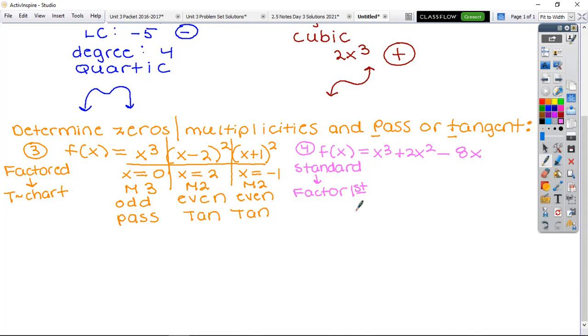Whenever I factor, I think, do I have a GCF? So in this case, do we? Yes, x. So x, and then I'm left with x squared plus 2x minus 8. And you're going to take that trinomial one further step. Multiplies to -8, adds to 2 would be x plus 4 and x minus 2. And now you will notice it looks just like number 3. So you conclude with the T-chart.